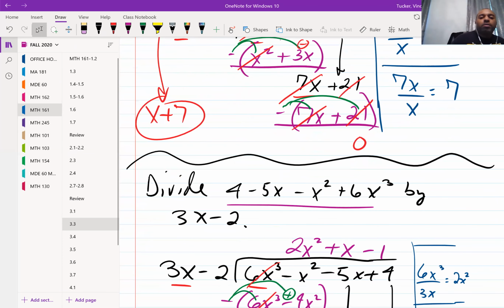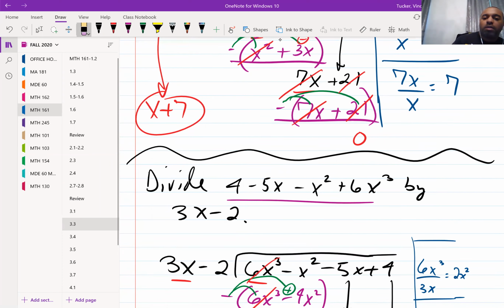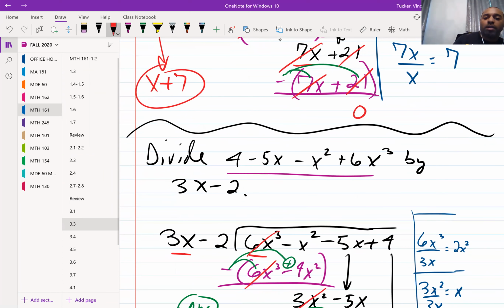All right, so next one, we want to divide 4 minus 5x minus x squared plus 6x cubed by 3x minus 2. So let me erase this stuff so we can walk through it. First thing you want to do is to arrange this in descending order.